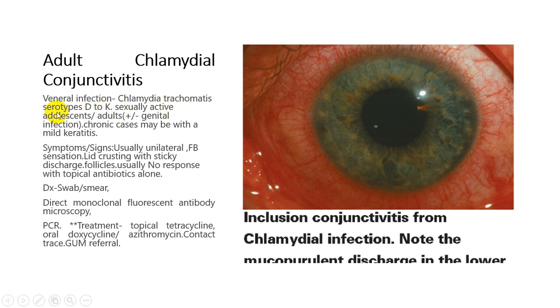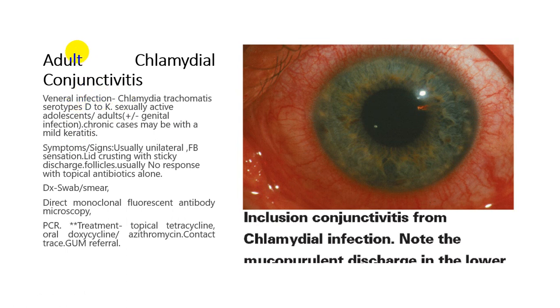Usually with sexually active adolescents and adults, it may be present with plus or minus genital infection. Chronic cases may be with mild keratitis. Signs and symptoms are usually unilateral.